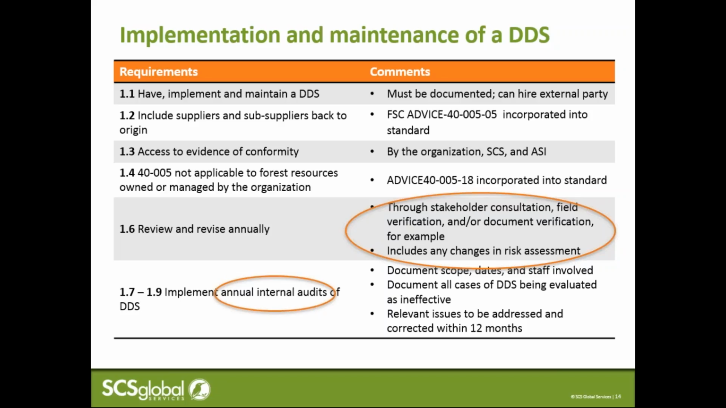But before we move on, I just want to point out that a few of these elements you are already familiar with, as they are existing requirements embedded within the old controlled wood standard or the corresponding directive document. For example, the need to account for the entire supply chain is captured in Advice 05 of the directive document. Also, the exclusion of forest resources owned or managed by the certificate holder is captured in Advice 18.